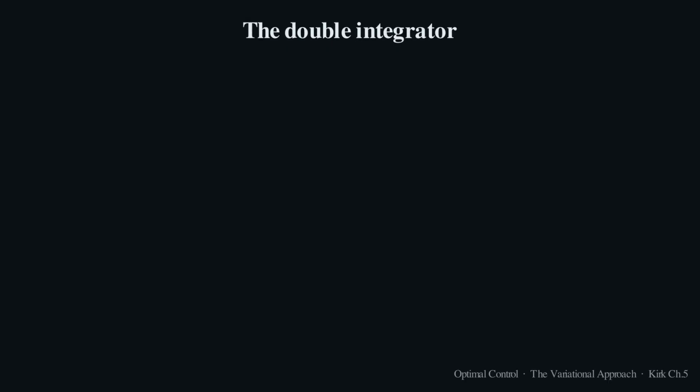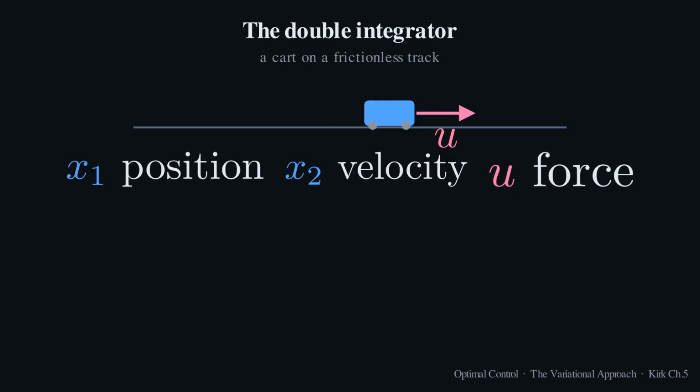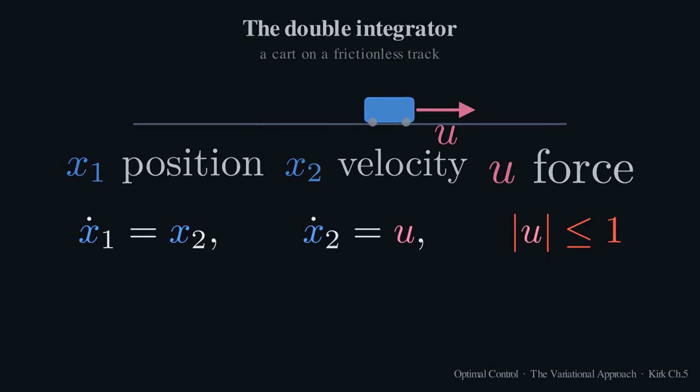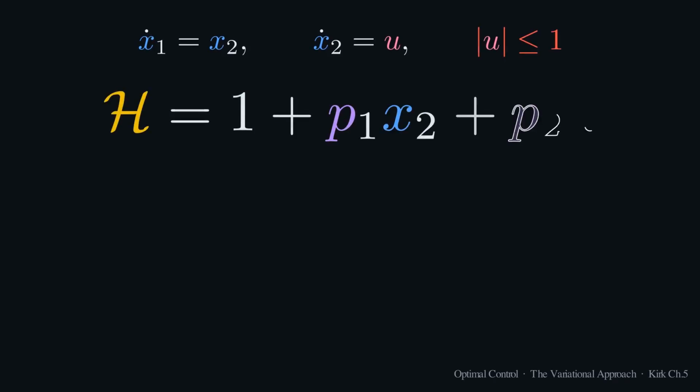Let's make it completely concrete with the cleanest example there is, the double integrator. Think of a cart on a frictionless track. x1 is its position, x2 is its velocity, and the control u is the force you push with. Bounded, the absolute value of u at most 1. The dynamics: x1 dot equals x2 and x2 dot equals u.